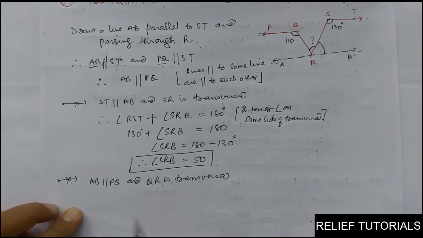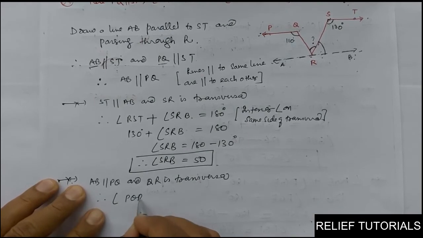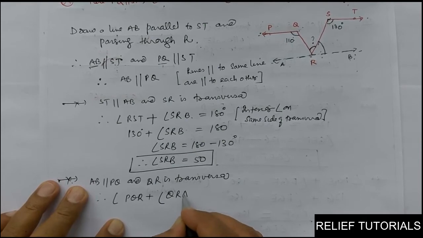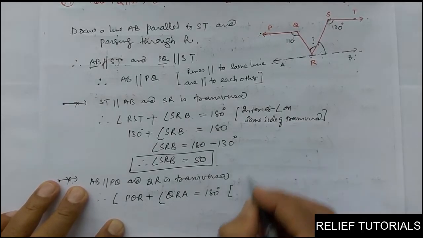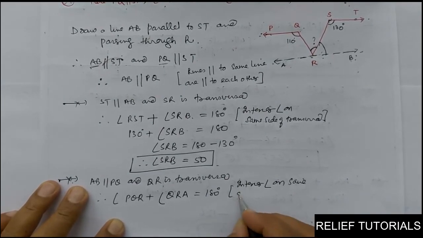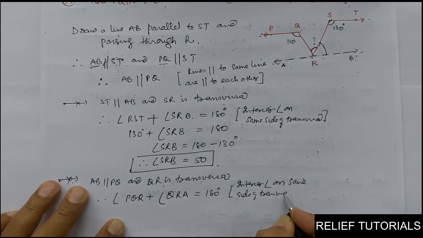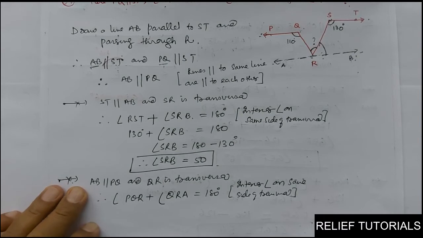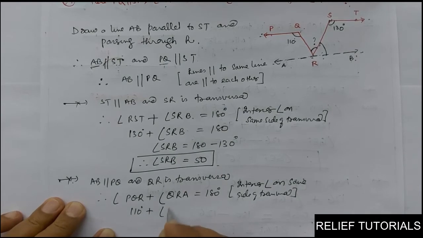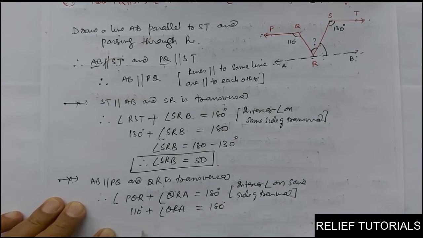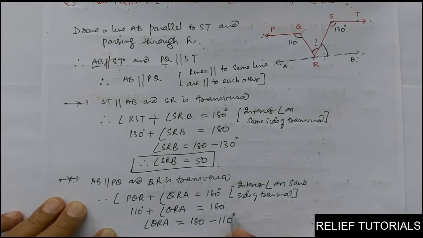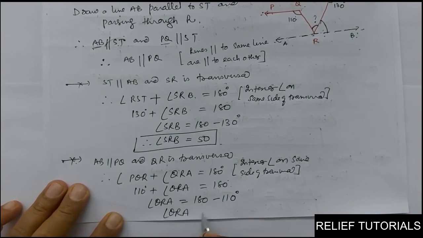So these two are interior angles on the same side of the transversal. Therefore, angle PQR plus angle QRA is equal to 180 degrees. Reason: interior angles on the same side of the transversal. Clear? So PQR is 110 plus angle QRA is equal to 180. So angle QRA is equal to 180 minus 110. So angle QRA is equal to 70.